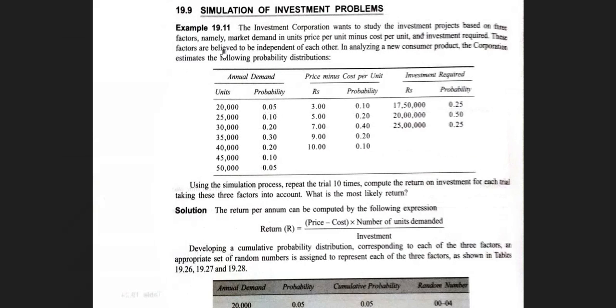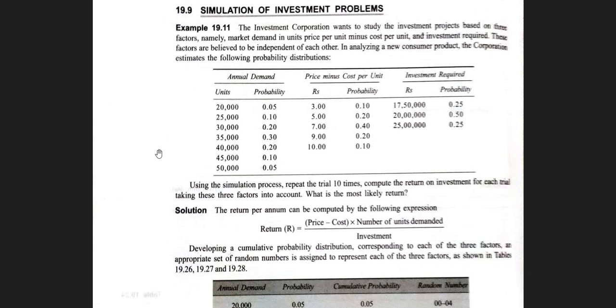If you quickly read through the question, this is a simulation problem for an investment corporation, and there are a few things that you need to note here. One is the fact that there are three factors in this question. You have the market demand, and then you have the profit per unit, otherwise written here as price minus cost per unit, and then you have the investment required. And then the question gave you the probability for each of these possible units.